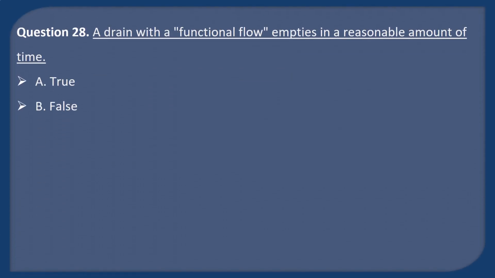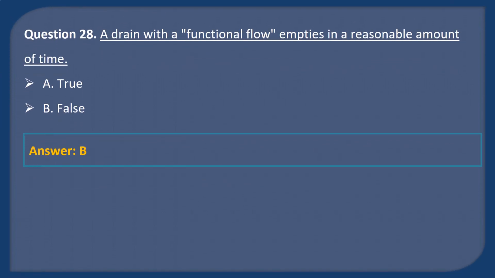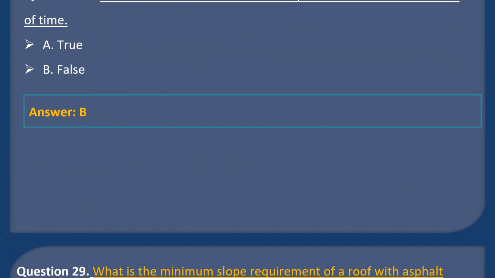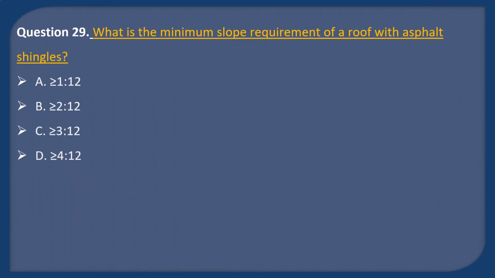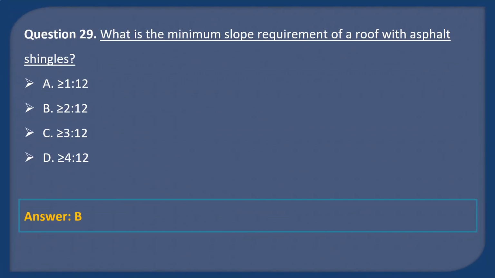Question 28. A drain with a functional flow empties in a reasonable amount of time. A. True. B. False. Answer B. Question 29. What is the minimum slope requirement of a roof with asphalt shingles? A. 1:12. B. 2:12. C. 3:12. D. 4:12. Answer B.